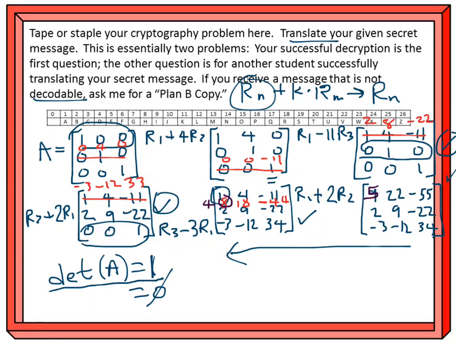5, 22, negative 55. And the rest of it, 2, 9, negative 22. And negative 3, negative 12, 34.